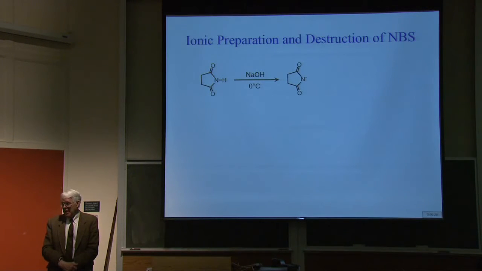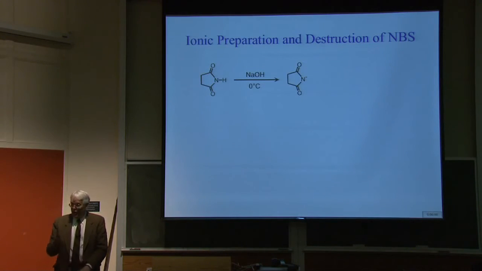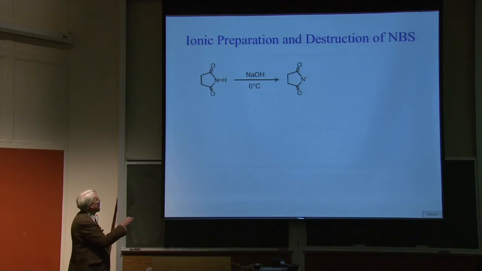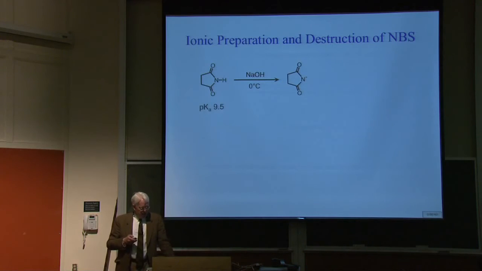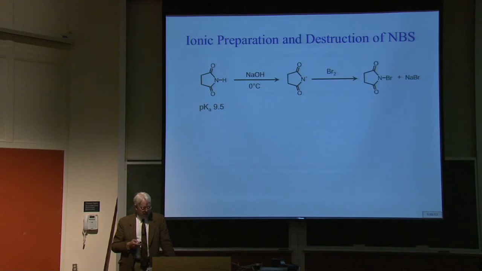What's good about that anion that we formed? Megan, do you have any idea? The lone pair is stabilized by the pi star orbitals. You have two carbonyl pi stars to stabilize the high energy electrons on this nitrogen. Okay, so you can make that anion, and the pKa, incidentally, is 9.5. It's a very strong acid as NH bonds go. And that could do an SN2 reaction on Br2 to put bromine on the nitrogen and make the bromide anion together with the sodium ion that came from hydroxide. So that's how we got NBS.